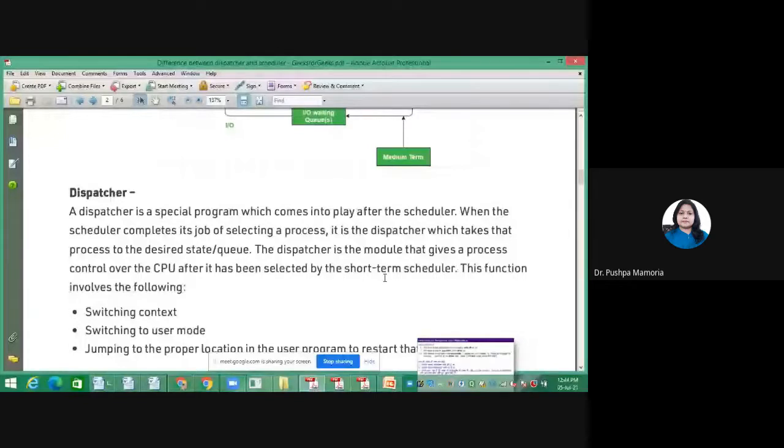So after the working of the short-term scheduler, it selects the process and allocates the CPU, from the memory, and allocates the CPU. That is the functioning of the short-term scheduler. After that, the dispatcher will select the process and then dispatch it to the desired state or queue.